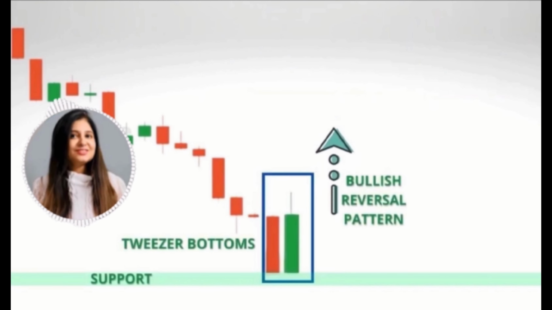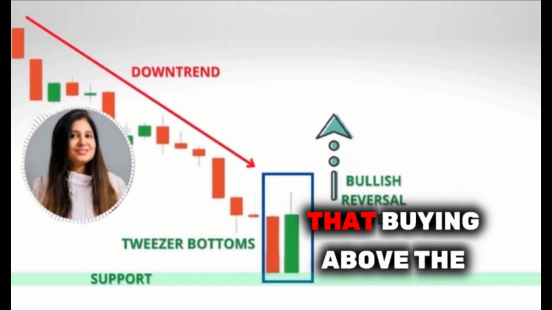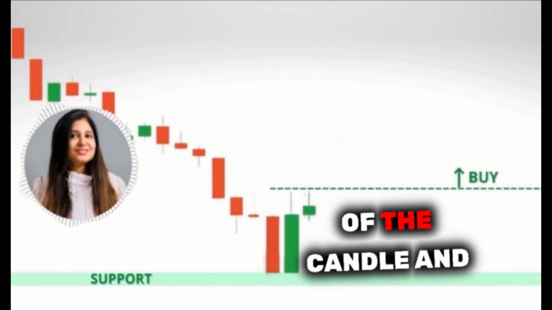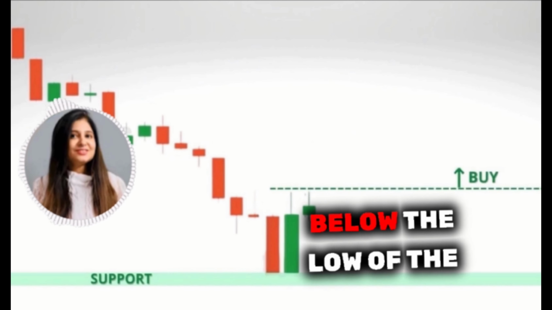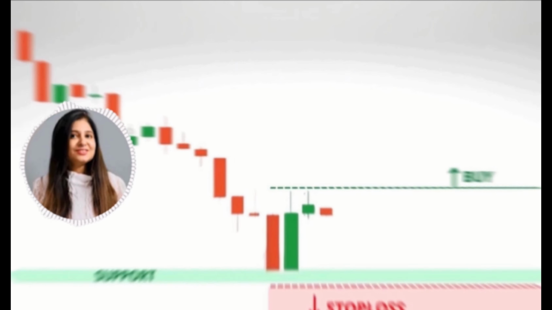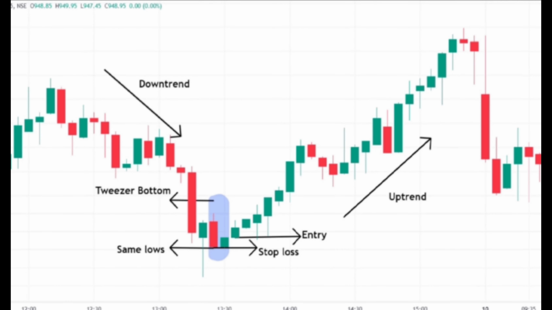तो ये एक रिवर्सल की तरफ इंडिकेट करता है और ट्रेडर इसे कंसीडर कर सकते हैं दैट बाइंग अबोव द हाई ऑफ द कैंडल एंड सेटिंग अ स्टॉप लॉस बिलो द लो ऑफ द कैंडल. So here is the picture of that. You can refer to what I have discussed.